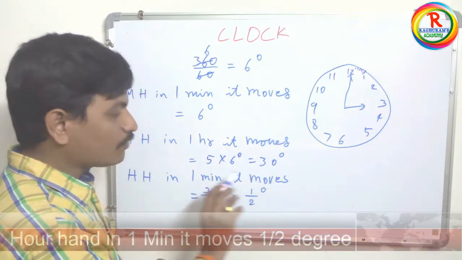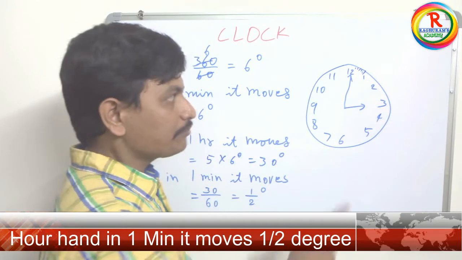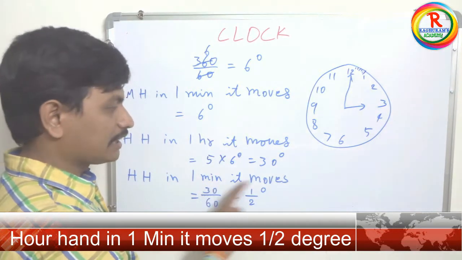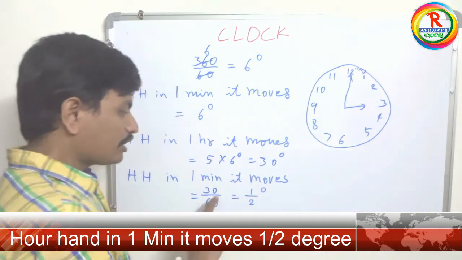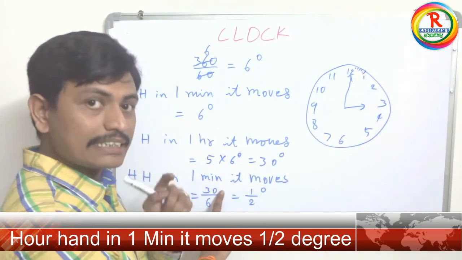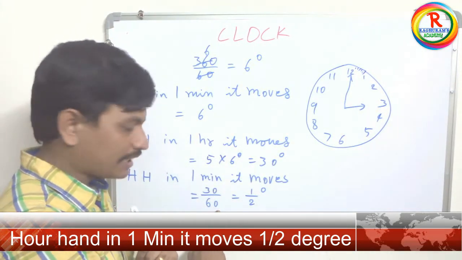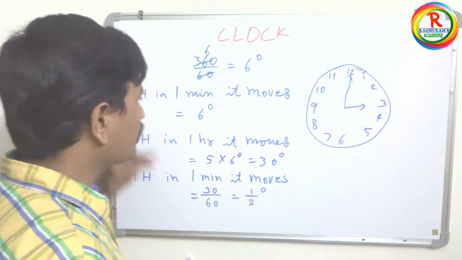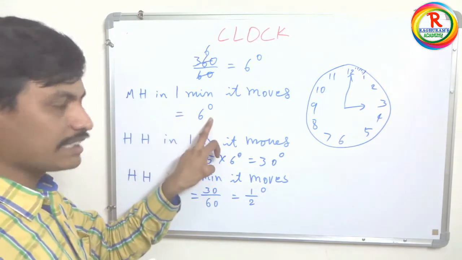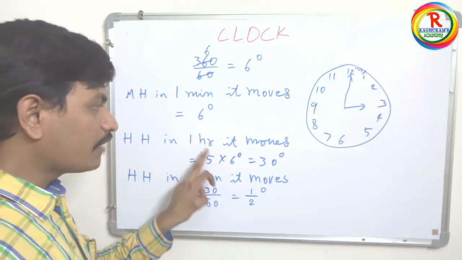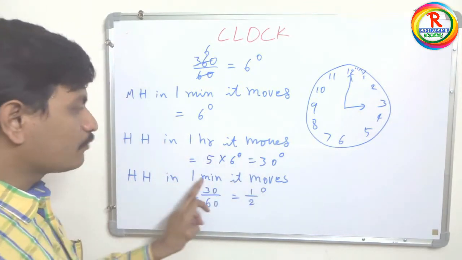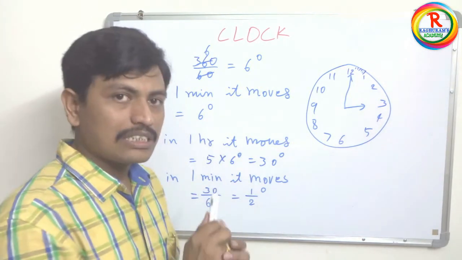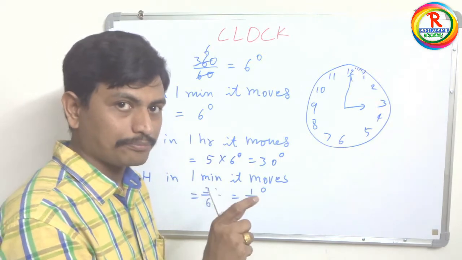So in 1 hour, the hour hand moves 30 degrees. Now, the hour hand, in 1 minute, how many degrees does it move? 30 degrees in 1 hour, and that is 60 minutes. So each minute, that is 30 by 60, half degree. So we need to learn these three important points. The first one: minute hand, in 1 minute is 6 degrees. Hour hand, in 1 hour 30 degrees. Hour hand, in 1 minute half degree. And along with this we need to learn a formula.